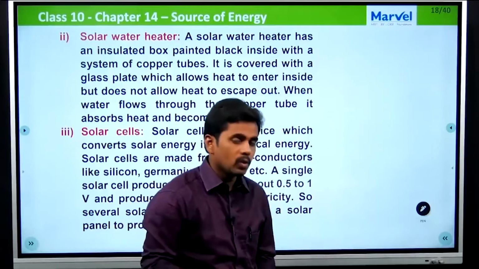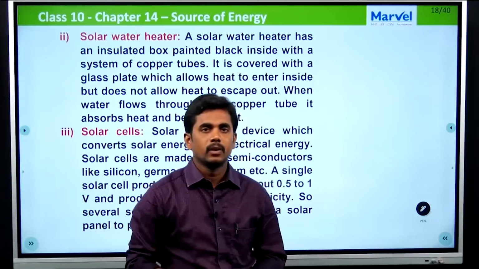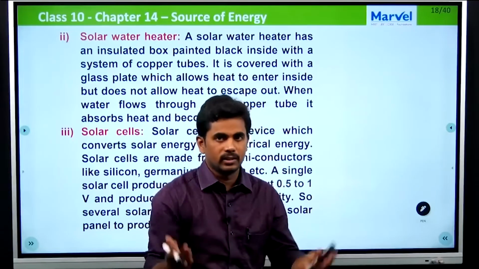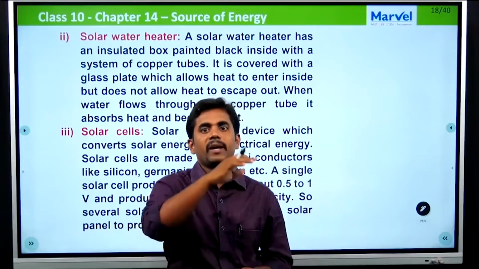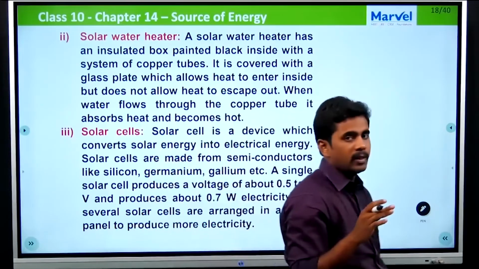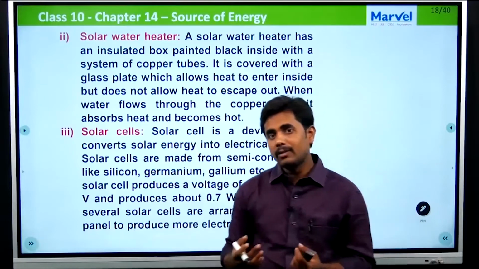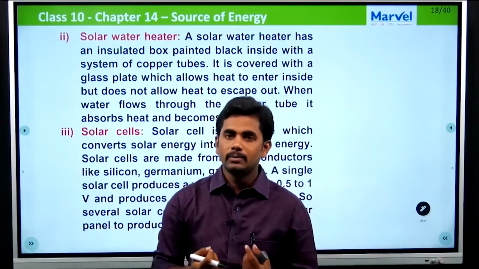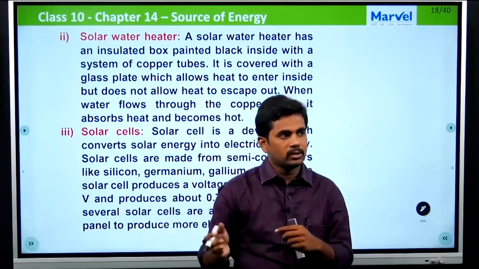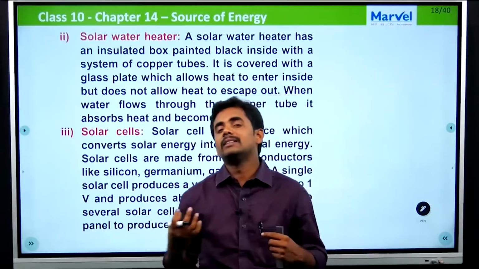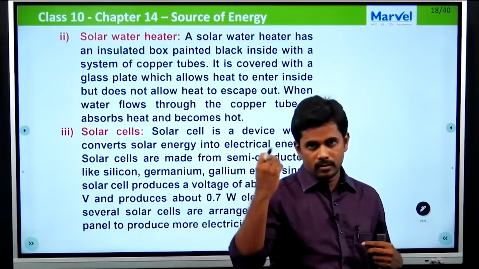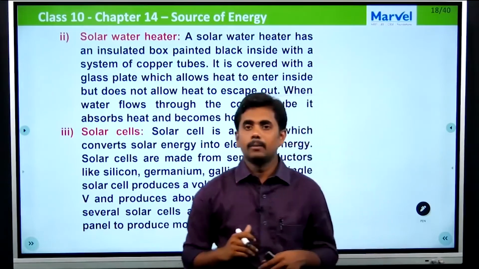After that we will see the solar water heater. A solar water heater has an insulated box, painted black color inside. Why black color preferably? I have already told you that black will absorb more heat energy. If you wear black clothes and move into the sunlight, you feel a lot of heat. The cause is the black color.